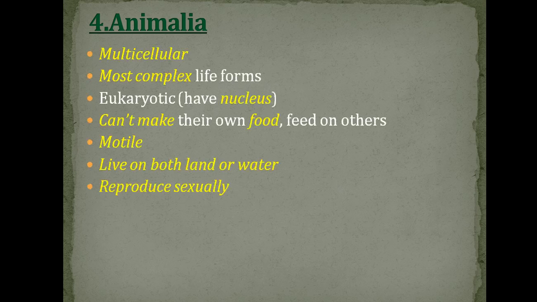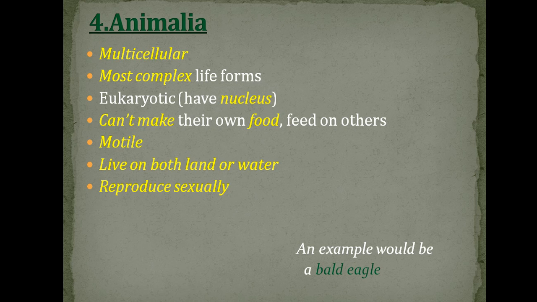Next kingdom is Animalia. Animalia are multicellular organisms, and they are eukaryotic and the most complex life form. All animals from this kingdom reproduce sexually. They can't make their own food. They feed on other living things. They are motile, meaning they can move spontaneously and independently.